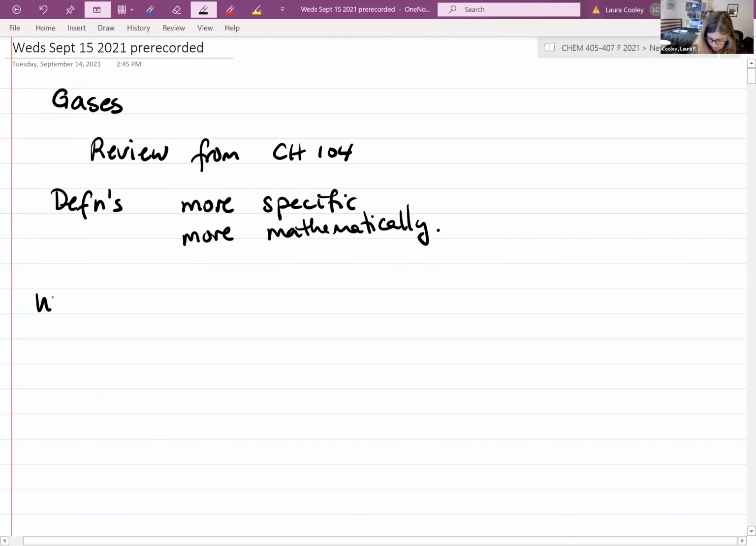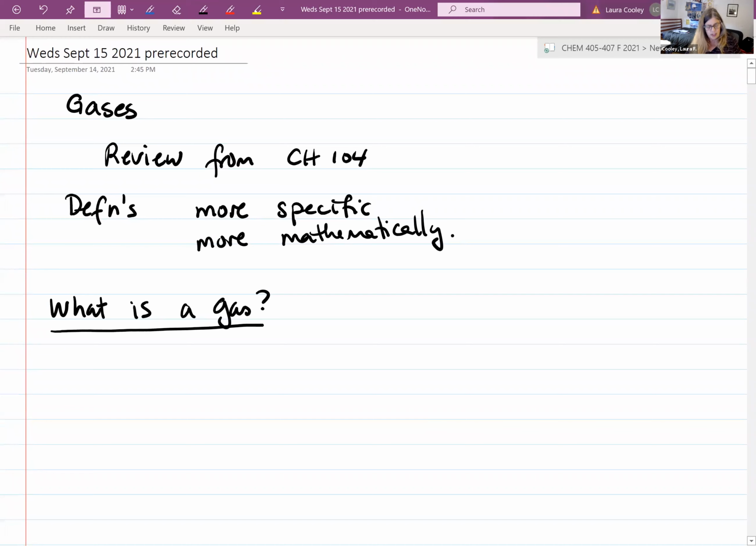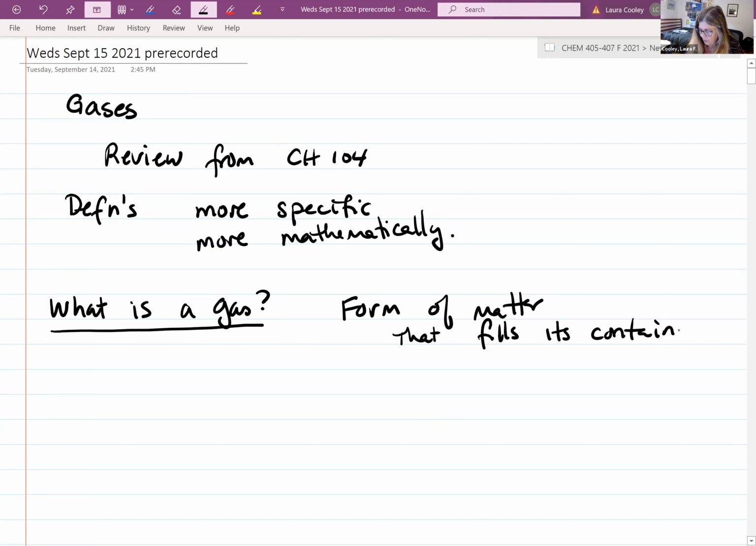So I'll just start with a very fundamental question. What is a gas? I'm sure if you were in person, you would tell me that a gas is a form of matter that fills its container. It's the only form of matter that does that. Liquids don't expand to fill their container. Solids have their own shape, but a gas will literally occupy the entire container.